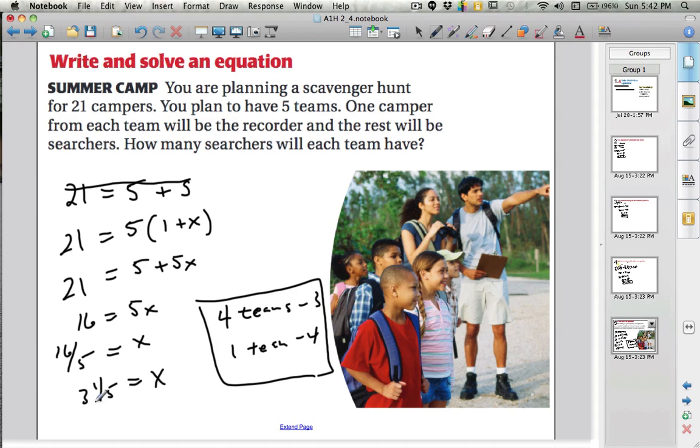Even though I mathematically solved it for 3 1/5, it's not possible to have 1/5 of a human on a team. So you always want to think about interpreting your results in order to answer the question. Okay, and that's it for section 2.4.